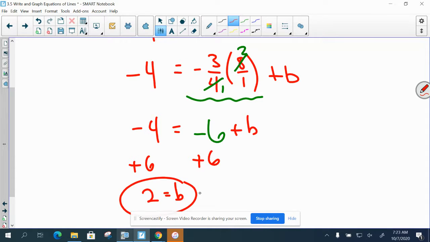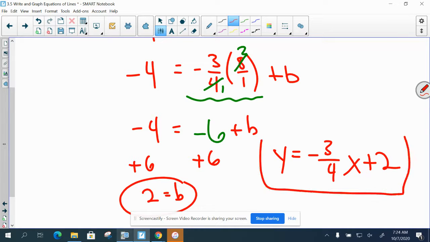So now that we've found b, we can plug that back into the slope-intercept formula. So y equals -3/4 x, and then plus 2. That would be your final equation.